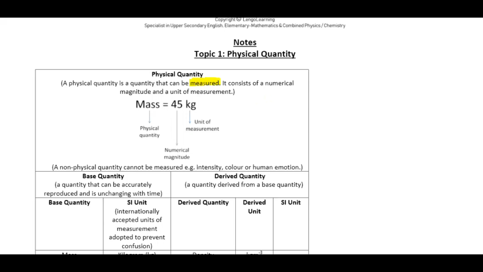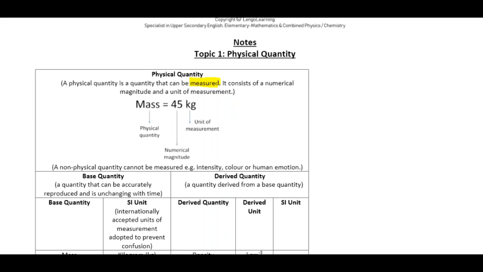In contrast, non-physical quantities cannot be measured. Examples would be intensity, color, or human emotions. A physical quantity can be measured, and usually it consists of a numerical magnitude and a unit of measurement. This is quite important.